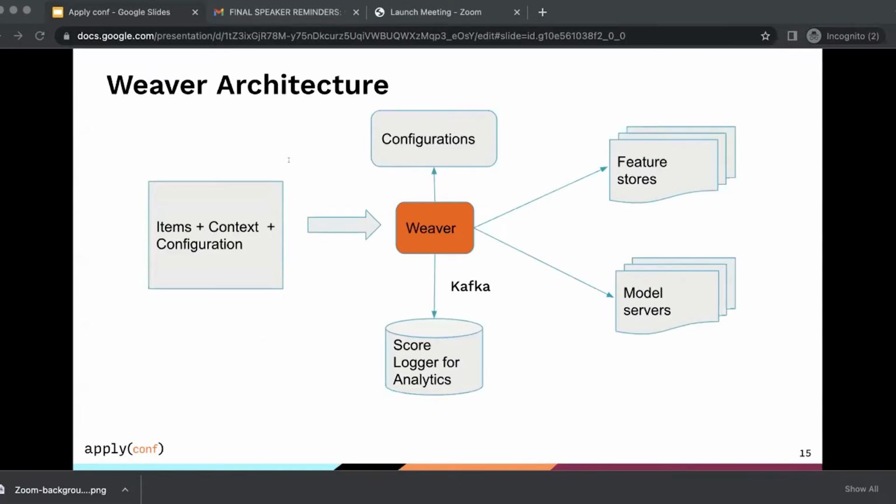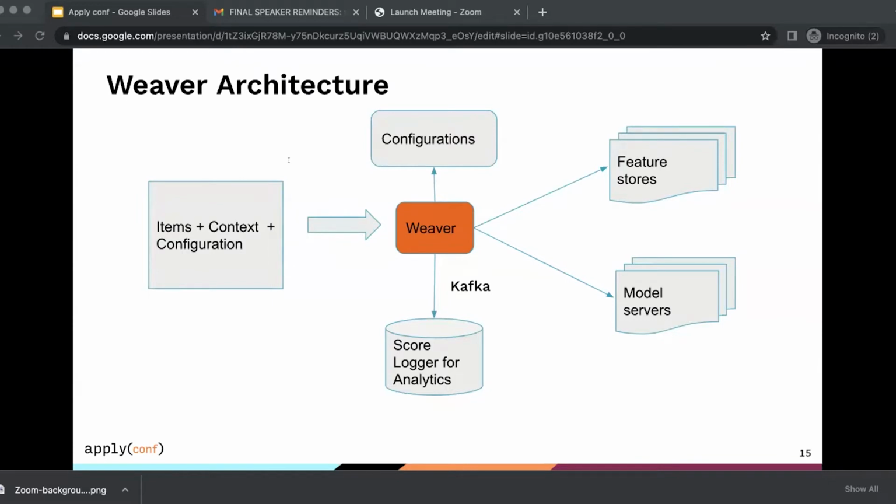So here is our architecture. It's pretty straightforward. We get a request with items, some information about the context, and the configuration key, since we allow multiple configurations to be run in this system. Then we use this key to find the relevant configuration in our system. Based on that, we gather all the features needed from the feature stores and then call the configured model to compute scores for those items.